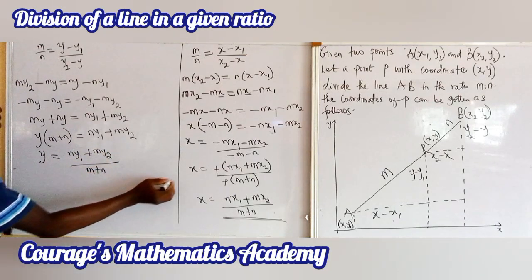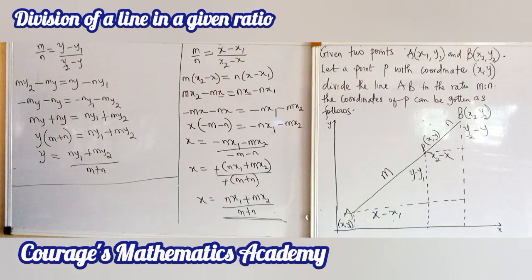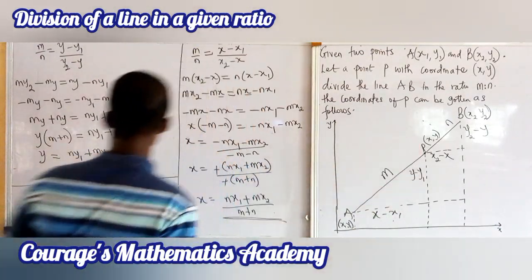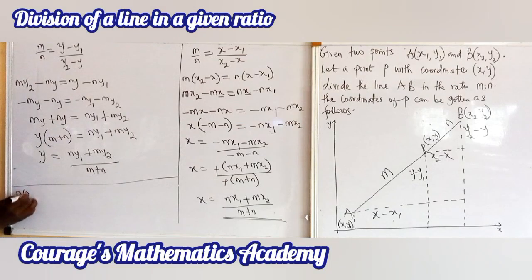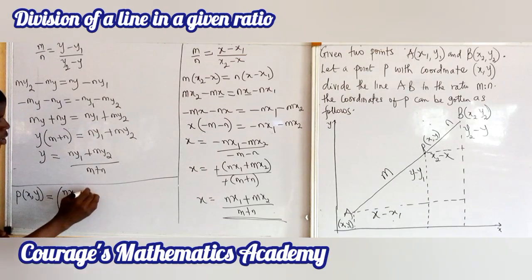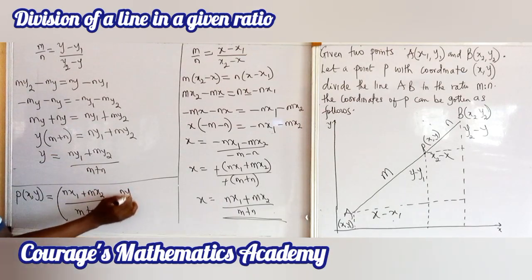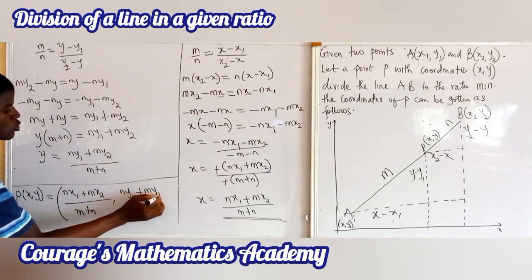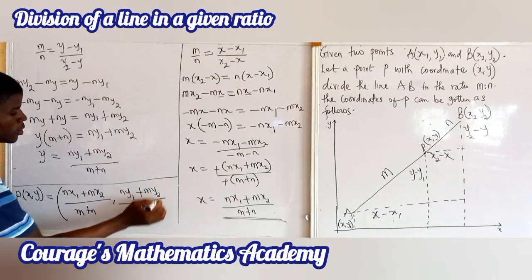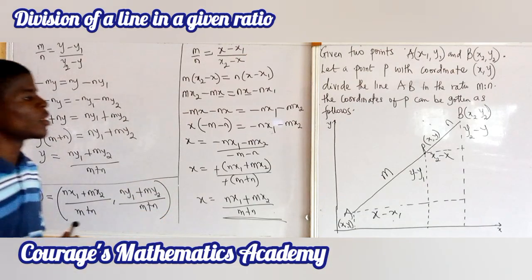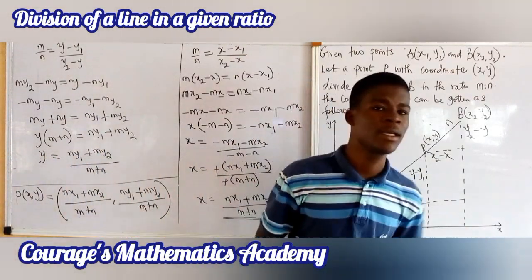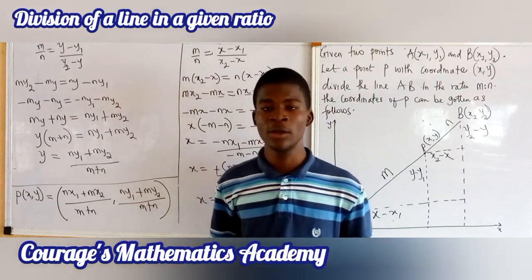Hence, the coordinates of the point P, x comma y, is equal to x is nx1 plus mx2 over m plus n, comma, y is ny1 plus my2 over m plus n. So this is the coordinate of any point that divides a line externally in a given ratio.